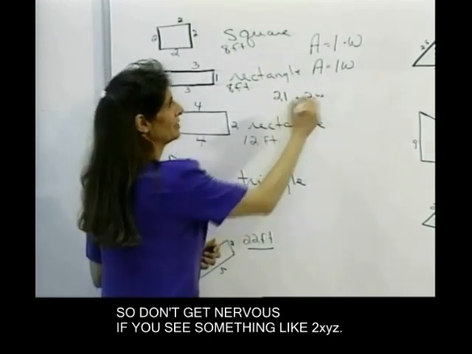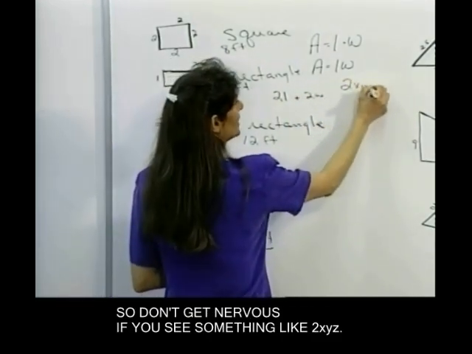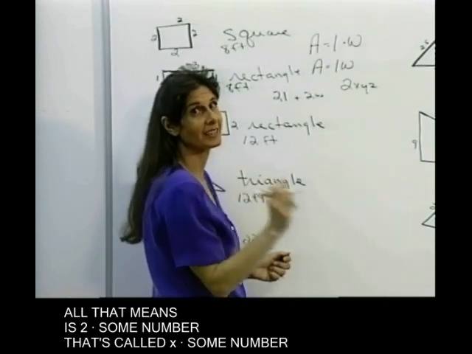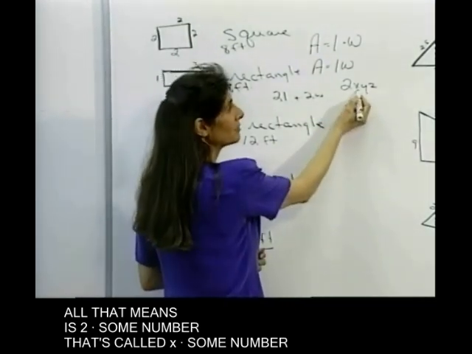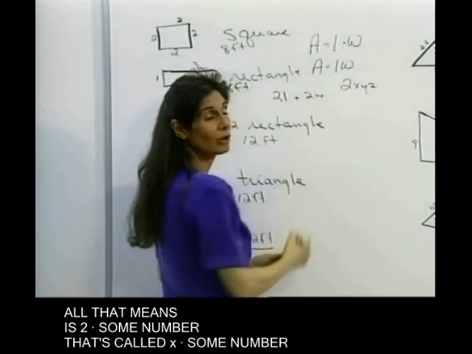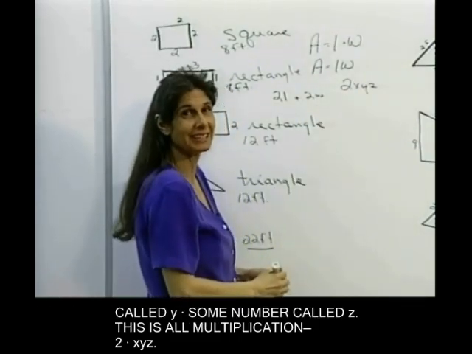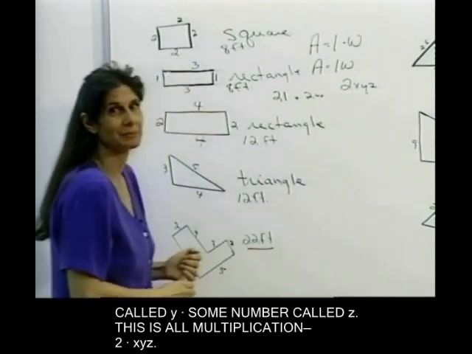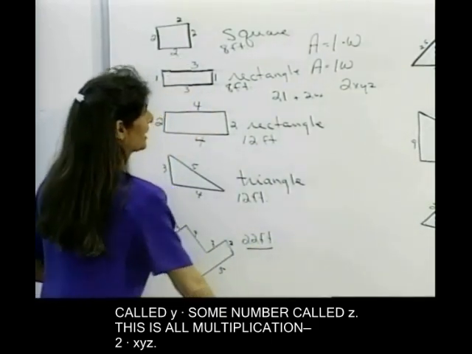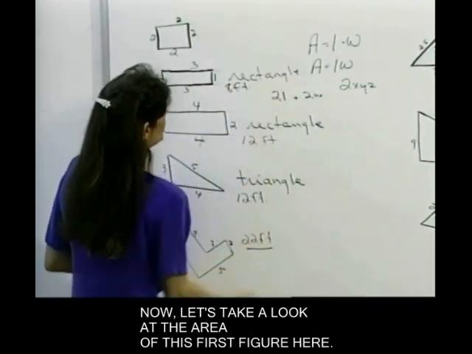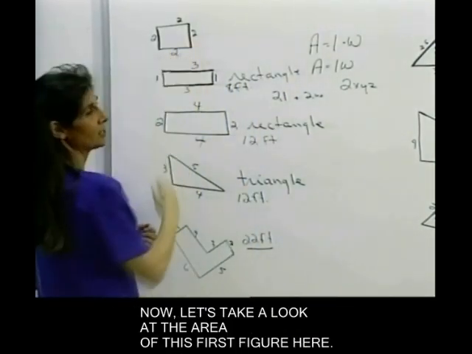So don't get nervous if you see something like 2xyz. All that means is 2 times some number, that's called x, times some number called y, times some number called z. This is all multiplication, 2 times x, y, z. Now, let's take a look at the area of this first figure here.